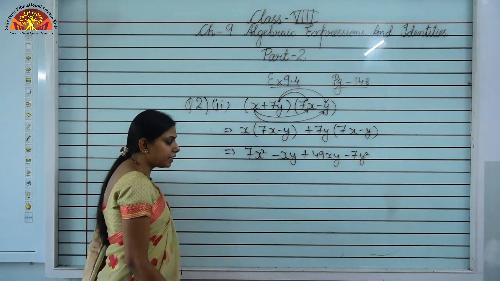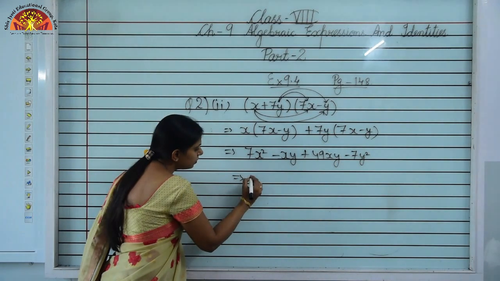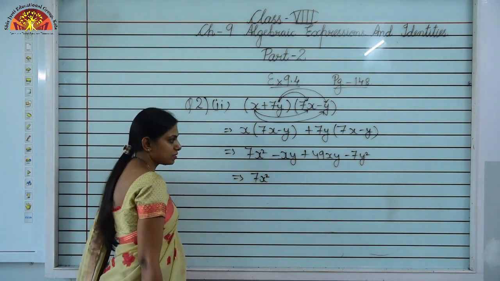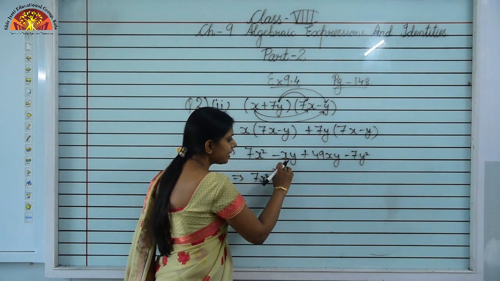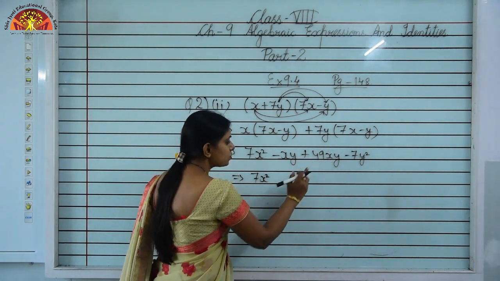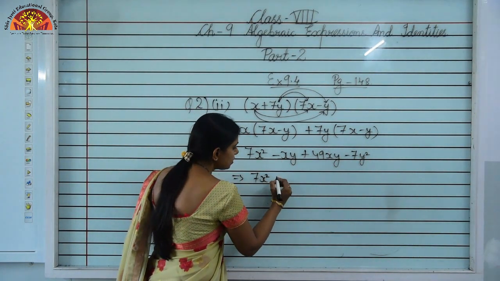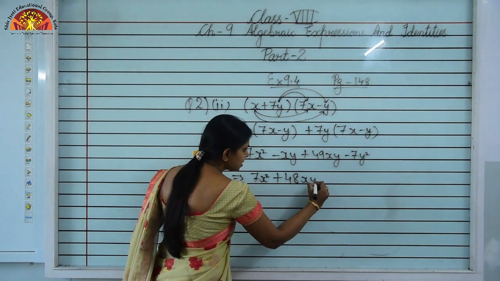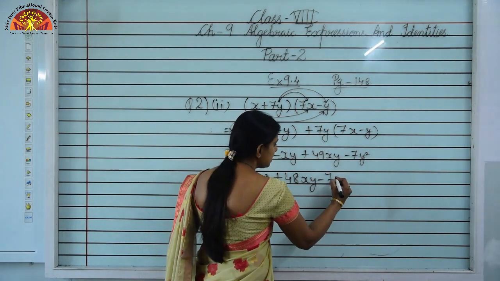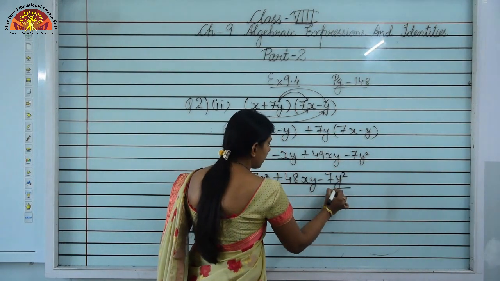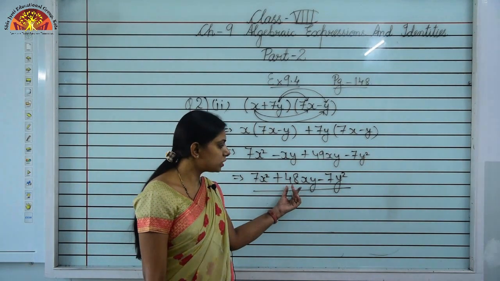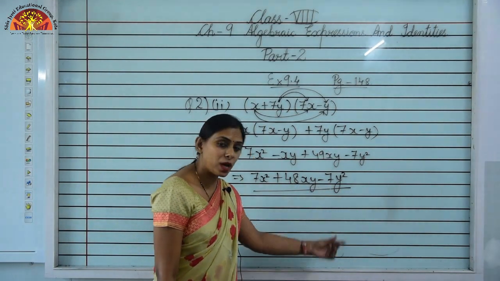Okay. Now again, we will just collect the like terms over here. Term with x square is only one, that is 7x square. Now minus xy plus 49xy, 49 minus 1 is 48, so it will be 48xy minus 7y square. So your answer is 7x square plus 48xy minus 7y square.